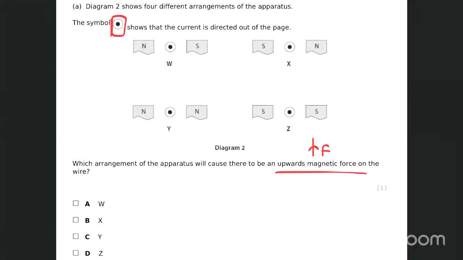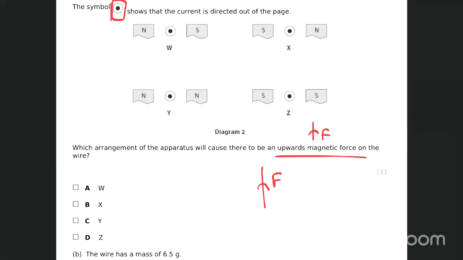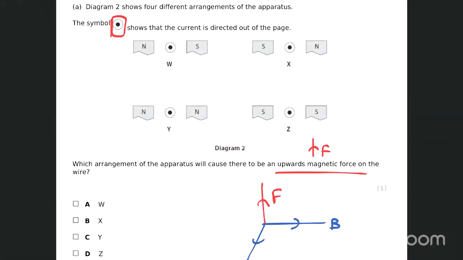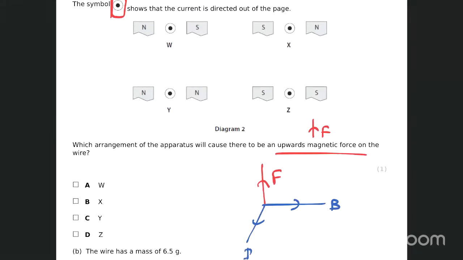So, already they have given the force direction. So you need to place your thumb like that. If the force is in this direction, then the magnetic field can be in this direction and the current will be pointing towards you. So in all of these four arrangements, the current is pointing towards you. So this is going to be our arrangement.